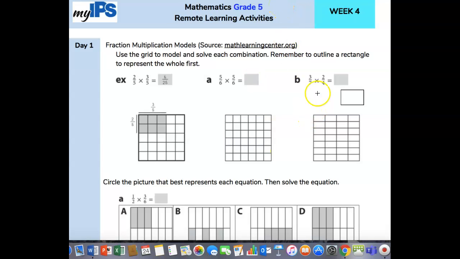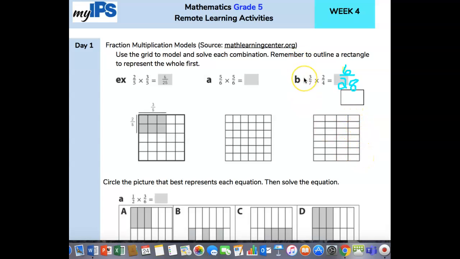All right, it says 3/7 times 2/4. So we just multiply that across and we can see that that is 6/28. Oh, wait, let me take the highlighter off. Hold on. We can see that that is 6/28. Okay? So we know that we have to have 28 boxes here altogether. 1, 2, 3, 4, 1, 2, 3, 4, 5, 6, 7. 7 times 4 is 28.